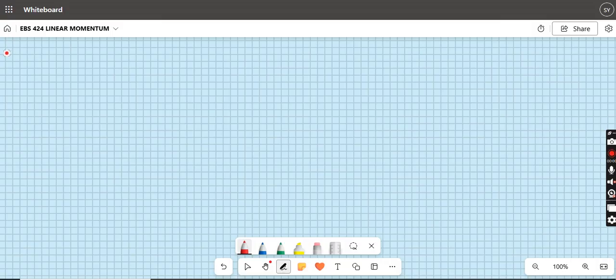To consider linear momentum for today's lecture. Now, what is linear momentum? Linear momentum is given by the product of an object's mass and its velocity. The product of an object's mass and its velocity. Alright?